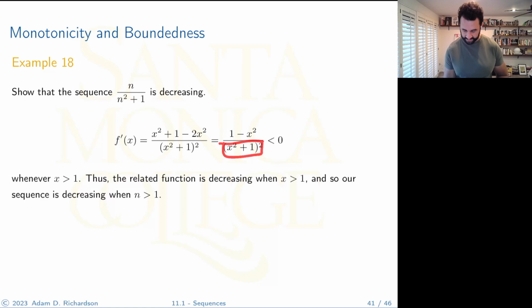First, let's look at the denominator. The denominator is always positive because it's stuff being squared. So that's always positive. But if x is bigger than 1, then 1 minus x squared is going to be negative. So that means this whole thing is negative. And that means that the first derivative is negative on this interval. Therefore, the function is decreasing on that interval. And thus, our sequence is decreasing whenever n is greater than 1. Cool stuff. That's the result.